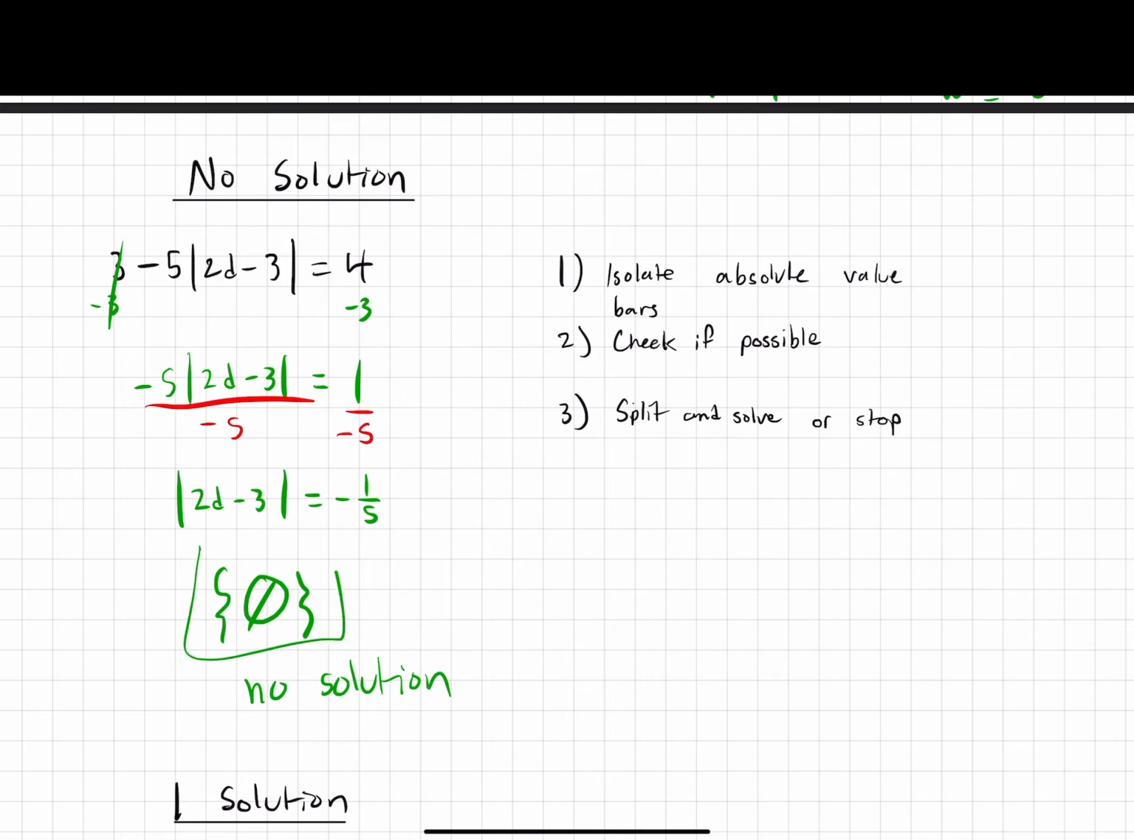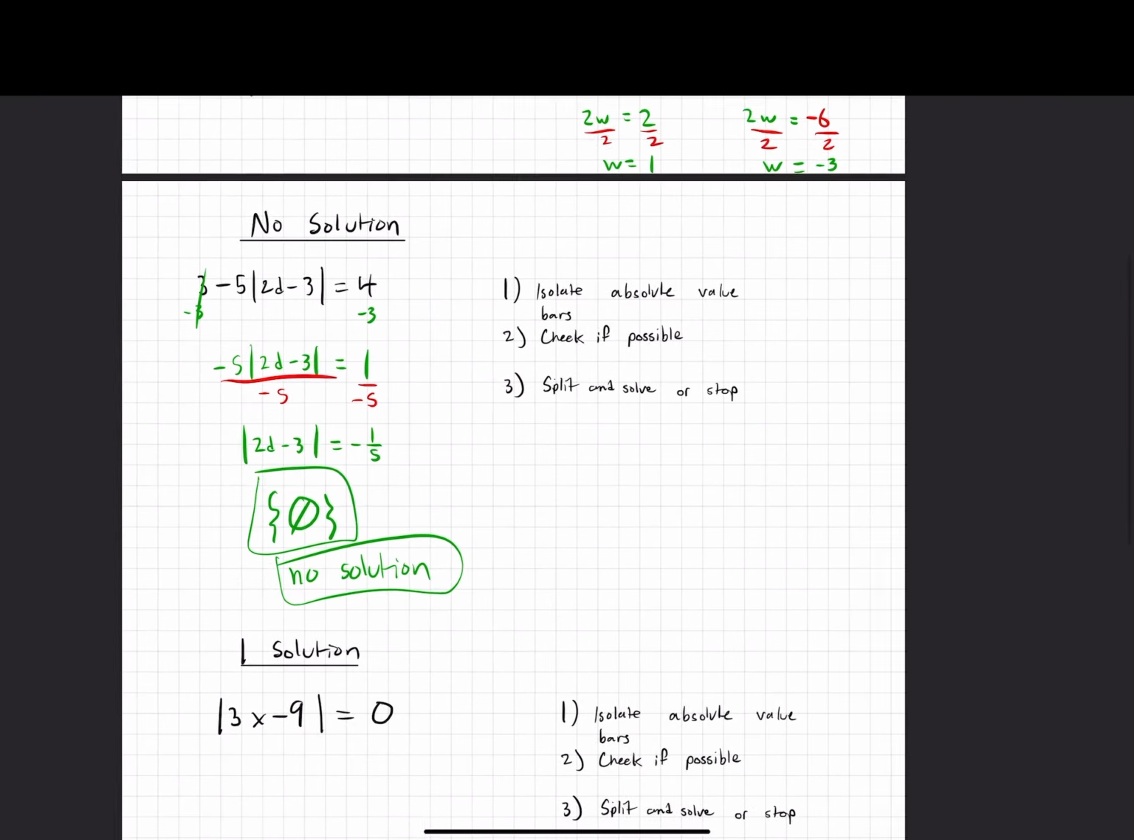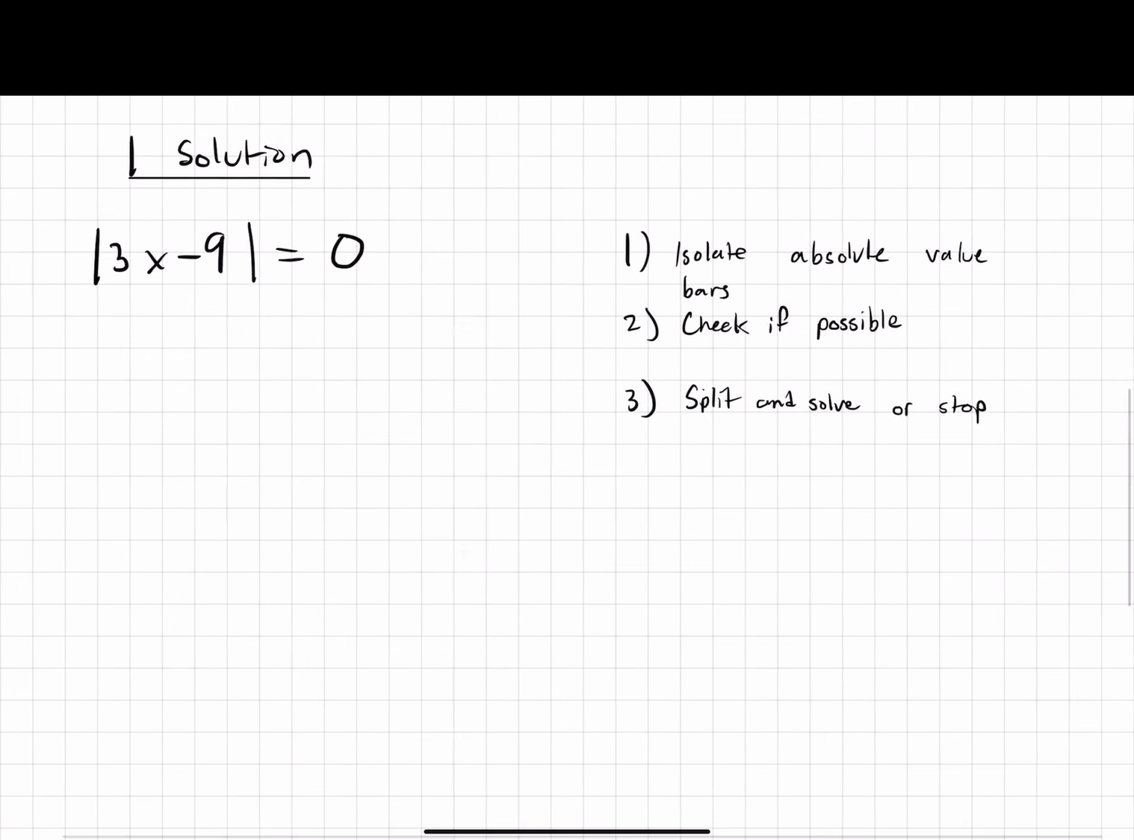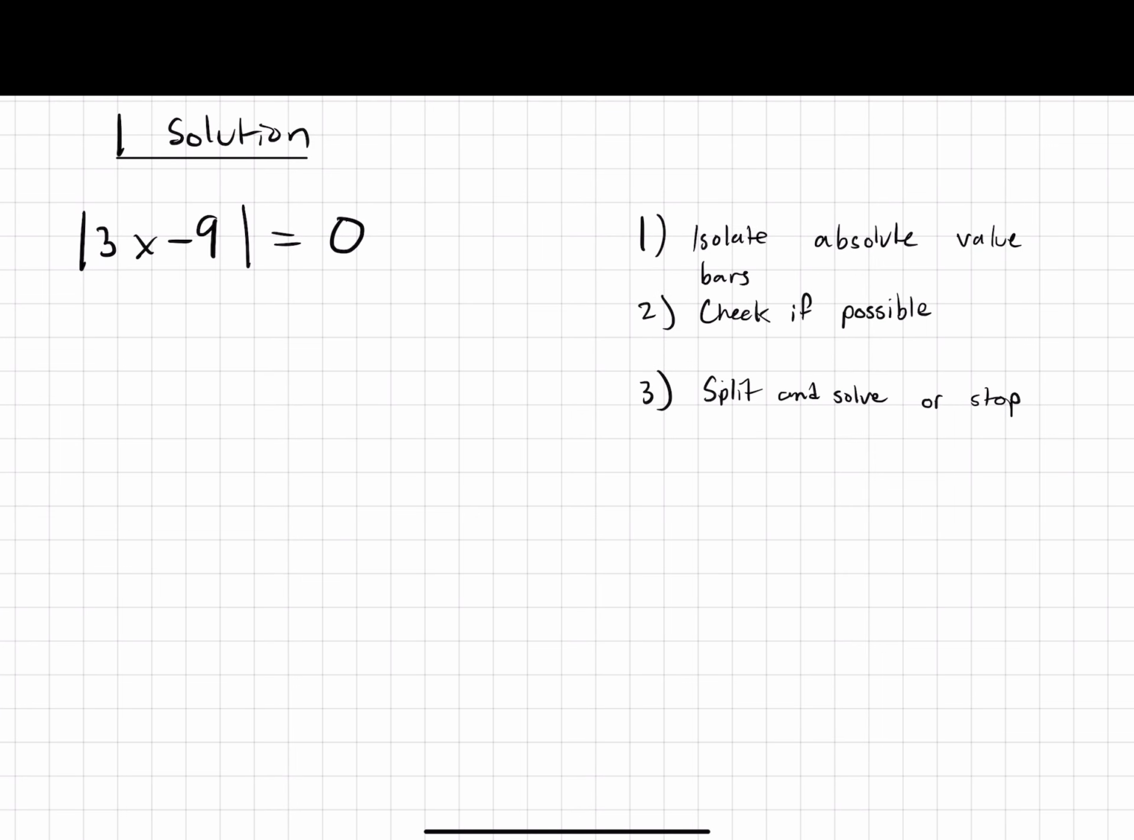So that's a way to answer saying no solution. Empty set and no solution. Then we have one solution. Let's see, when could this happen? Step 1, isolate the absolute value bars if possible. They are already isolated. Step 2, check if possible.